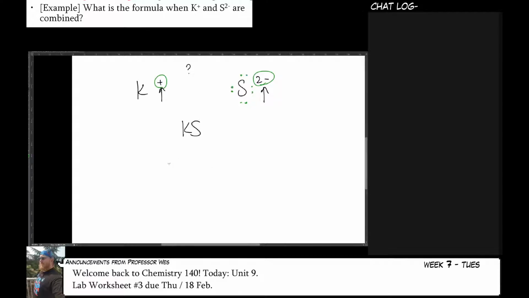Well, if each potassium is +1, and each sulfur is -2, or sulfide, the overall charge would be that, right? Is this electrically neutral? No, there's an overall negative charge, so I'm going to need more positive charge. So this is not the ionic compound that forms. How do I get the overall charge to be equal to 0? Well, I would need 2 of the positives and 1 of the negatives, right?